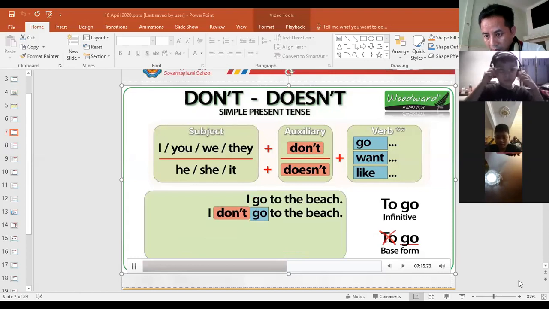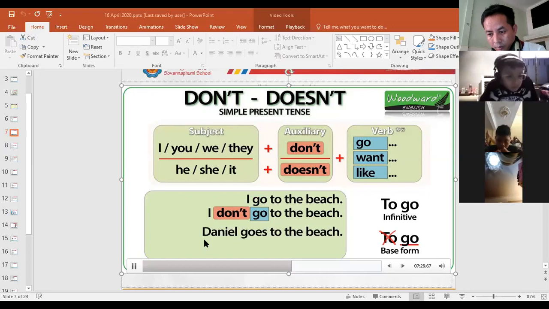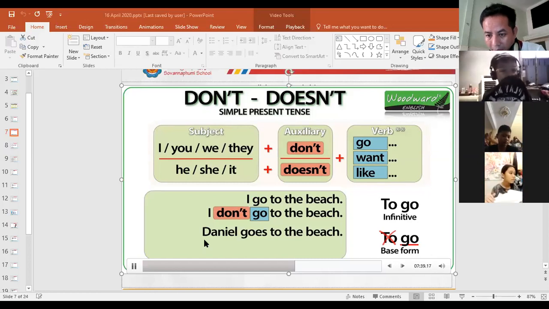Now, I want this sentence using Daniel instead of I. The affirmative sentence is: Daniel goes to the beach. Goes is used with he, she, or it. Daniel is he. How can I change this to a negative sentence? Daniel doesn't go to the beach. Go, because it is the base form of the infinitive.